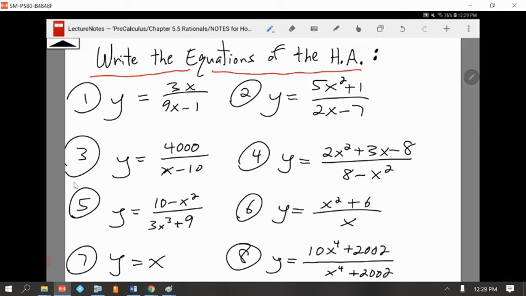Find the equations of the horizontal asymptotes. See, in class, we'd have time to practice these, and then we could check them, and maybe you feel more confident. So again, you look at the top and the bottom. If you're not sure, go back in this video and pause it and look at the notes.